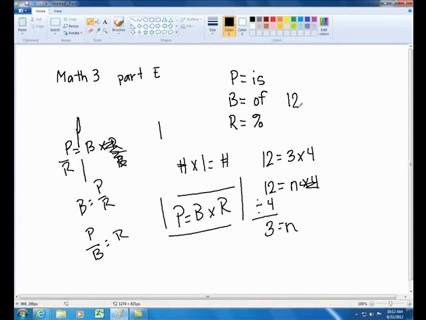We could do the same thing leaving the 4 out. It's multiplying on here. Our 3 is being multiplied, so when we bring it across, we divide. And it works that way every time. If something is multiplied on this side of the equation, when you bring it across, it'll be divided.